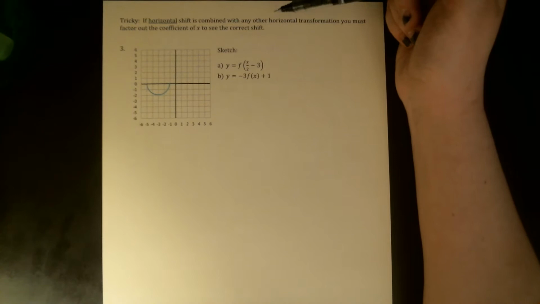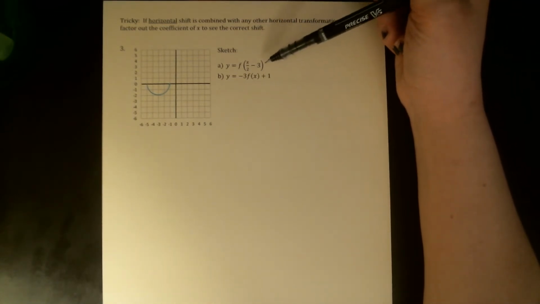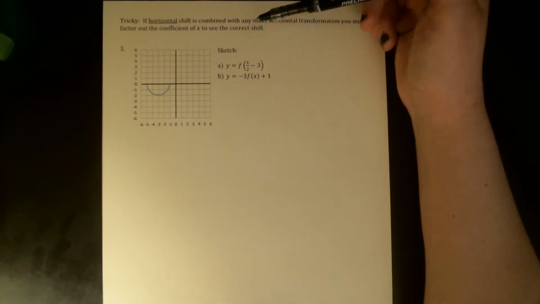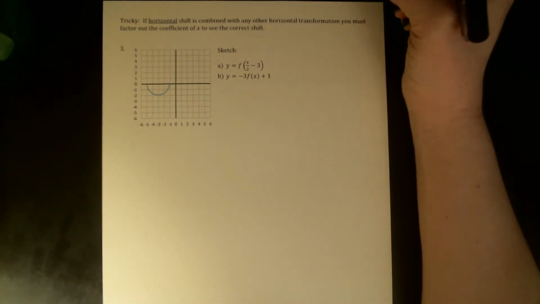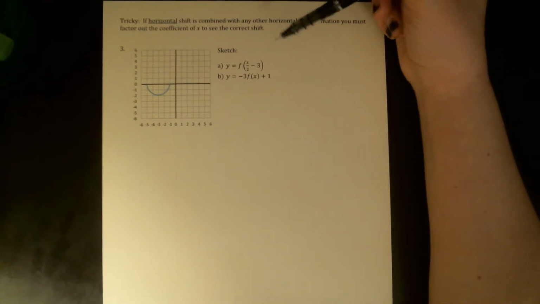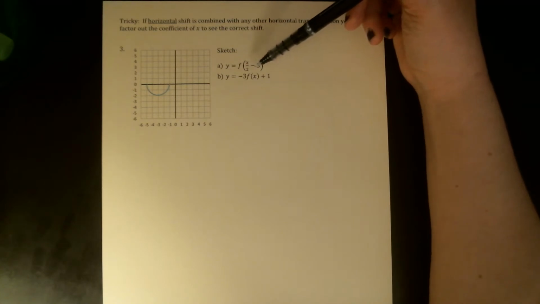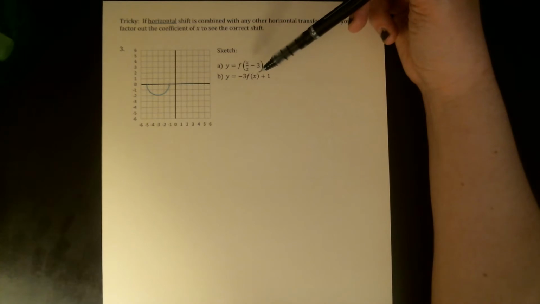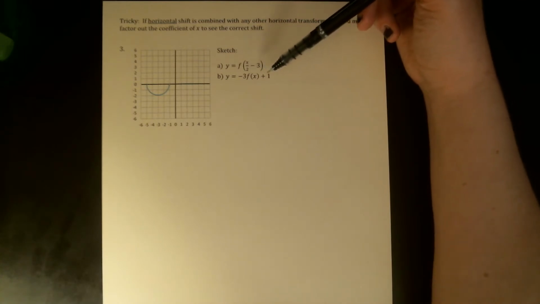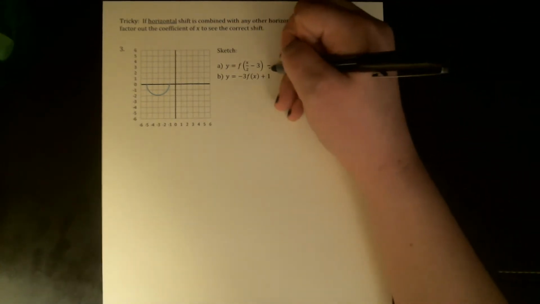What I would say is I want to always be able to do things in the same order. So I want to follow this shift-last rule. If you want to shift things last, you need to be careful, because here what appears to be a shift right 3 is actually affected by the horizontal stretch I have going on. So if you're going to shift last, you first need to do a little bit of factoring to see what the shift really is.